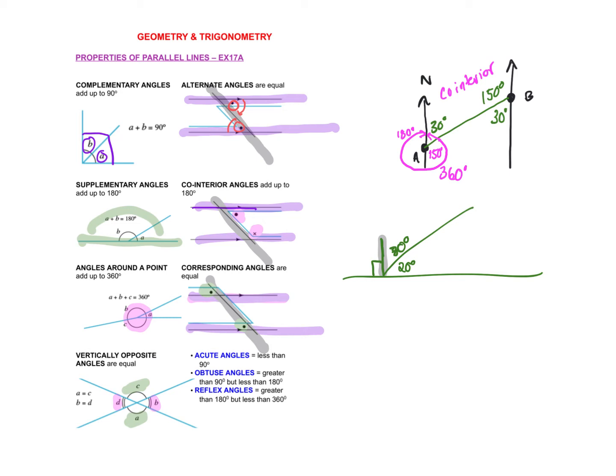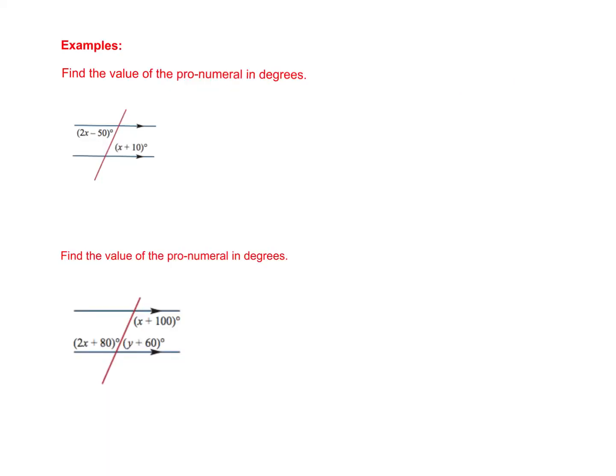It just might be a little piece of the puzzle. So let's have a look at these questions here. If I look at this one here, we've got 2x minus 50, and they've got this one here. Now, because they're alternate angles, I know that they are equal to each other. So I can say 2x minus 50 must equal x plus 10, okay?